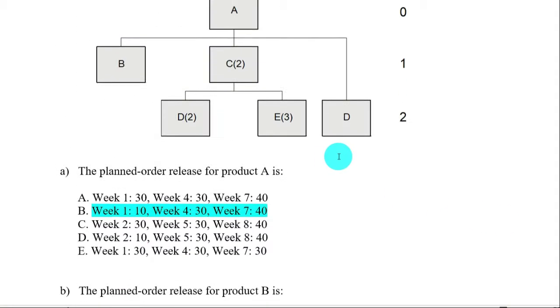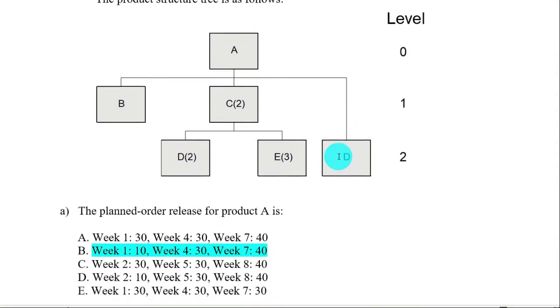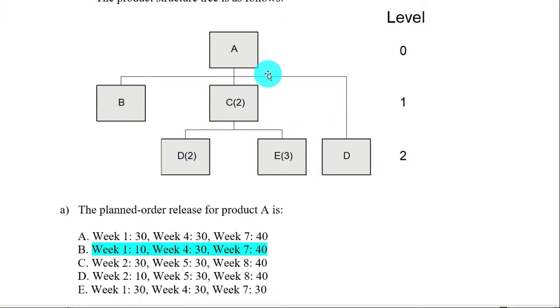Okay, next we're going to fill out the form for item C. Okay, remember MRP logic is top down. We did A, level 0, we did B, and then C. Here we need to finish this level first before we move on to level 2. All right, next is item C.